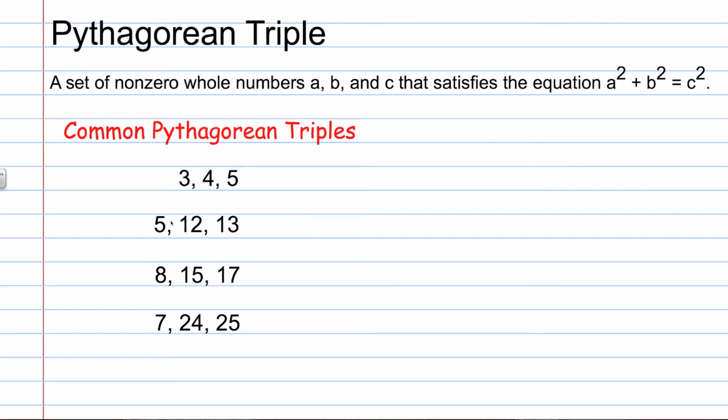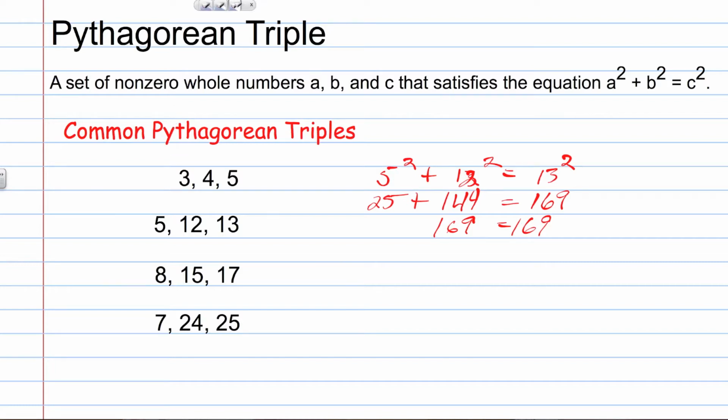So if we take a look at 5, 12, and 13, that means if we take 5 squared, add it to 12 squared, that will be equal to 13 squared. Well, if you know your squares pretty well, this gives 25 plus 144 is equal to 169. But when we add 25 to 144, 5 and 4 is 9, 4 and 2 is 6, we see that 169 is equal to 169. Therefore, 5, 12, 13 is a Pythagorean triple.